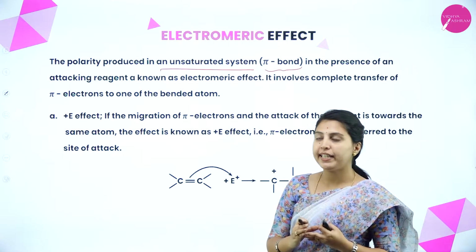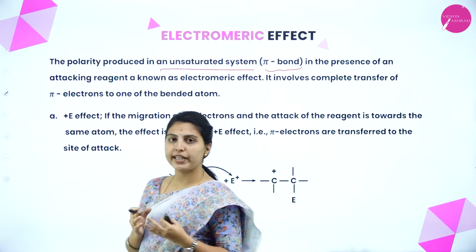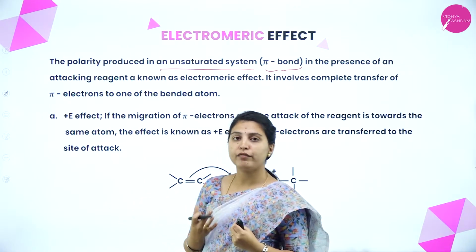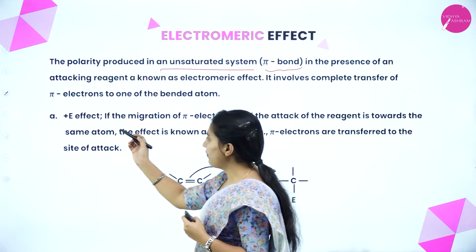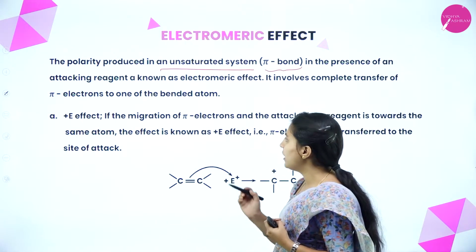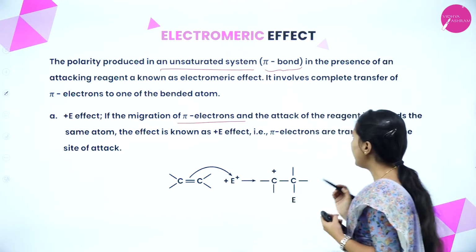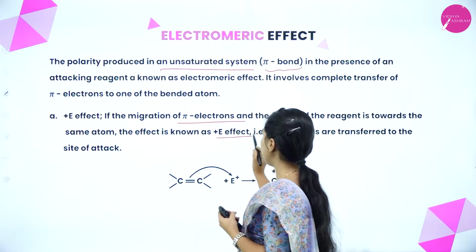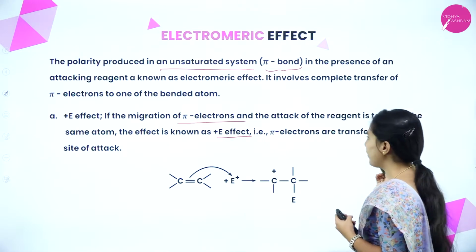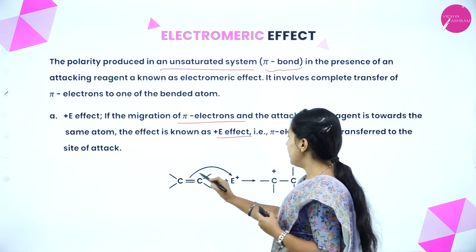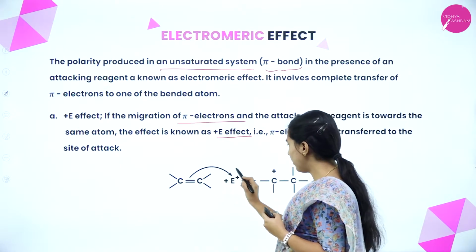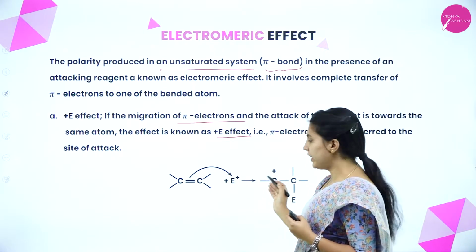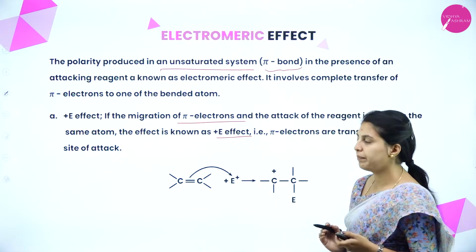The overall polarity produced in an unsaturated system, that is a pi bond system, involves the complete transfer of electrons to the bonded atom. In that, plus E effect is there, and minus E effect is also there. If the migration of pi electrons and the attack of the reagent are towards the same atom, the effect is known as the plus E effect. That is, pi electrons are transferred to the site of attack. See here, these pi electrons are moving towards the atom, and it will be deficient and the attack will be here. Okay. Minus E effect.